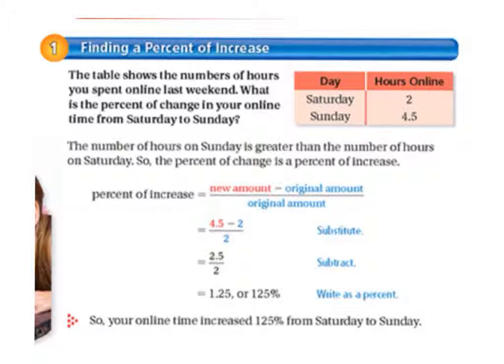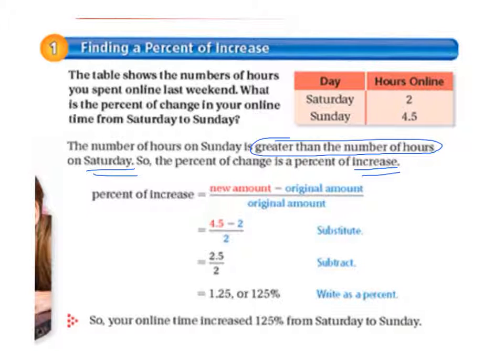Example 1, finding a percent of increase. The table shows the numbers of hours you spent online last weekend. What is the percent of change in your online time from Saturday to Sunday? So let's look at the table. Saturday you spent 2 hours online, and Sunday you spent 4.5 hours online. So the number of hours on Sunday is greater than the number of hours on Saturday. So the percent of change is a percent of increase because your time went up.